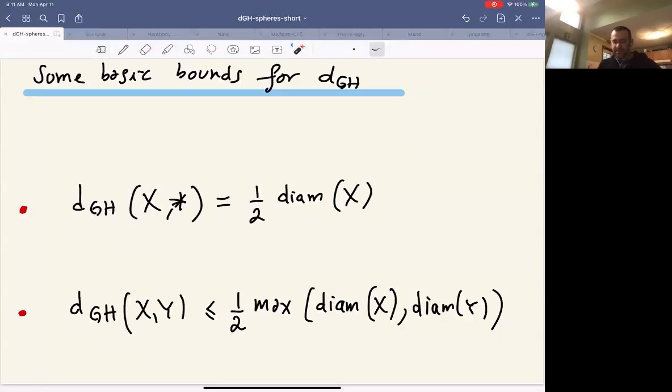Using some of the calculations I described a few minutes ago, the distance between any bounded metric space and the singleton metric space is just equal to 1/2 the diameter of the interesting metric space. And the distance between any two bounded metric spaces is always upper bounded by 1/2 the max of the two diameters.